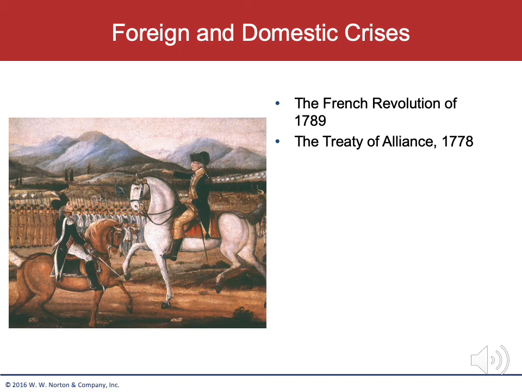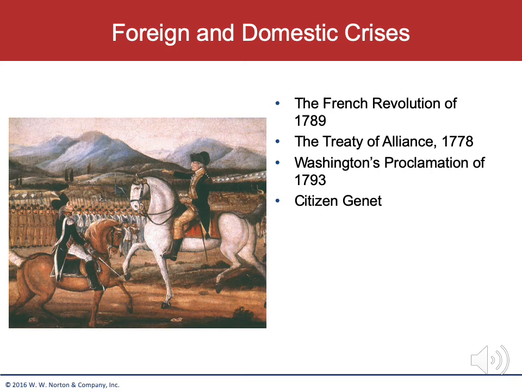But the problem was the United States was in an alliance with France, 1778. And so Washington proclaims neutrality in 1793. He basically comes out and he says, look, we are friends with everybody. We're not out to pick a fight with anyone. We respect our alliance with France, but we are not going to declare war on anybody. And he tells the American people that they have to stay out of this conflict, right? That they cannot partake in this.